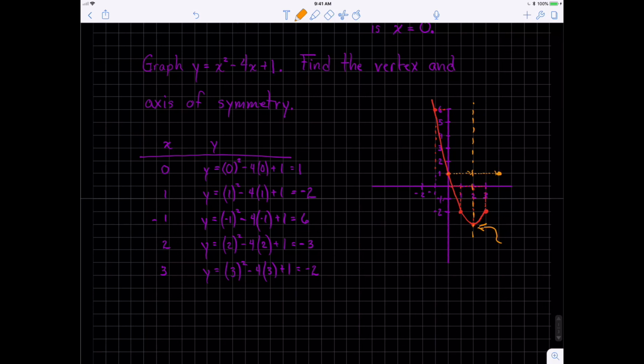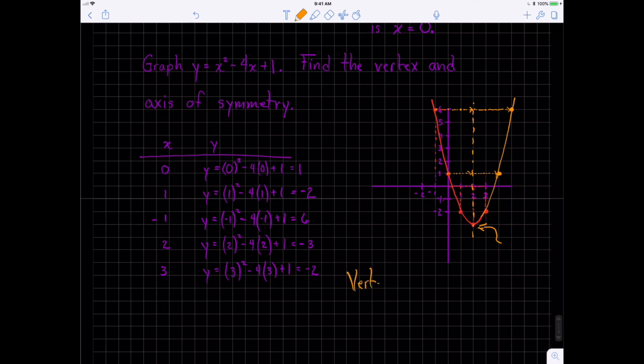And if I went up to my next point up here at -1, 6, I had to go in 1, 2, 3. So if I go 3 units from the axis of symmetry, 1, 2, 3, I know that the other side of the parabola will be right there. And I can actually just connect my dots now using what I know about a parabola. And there.